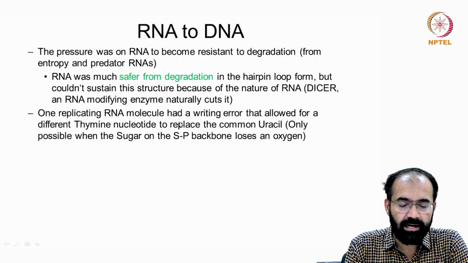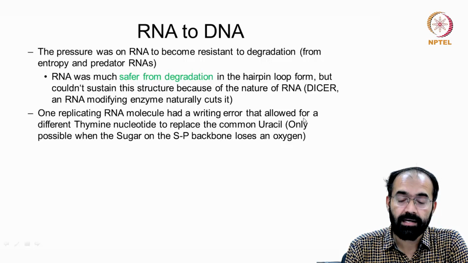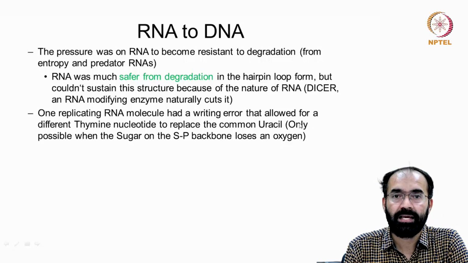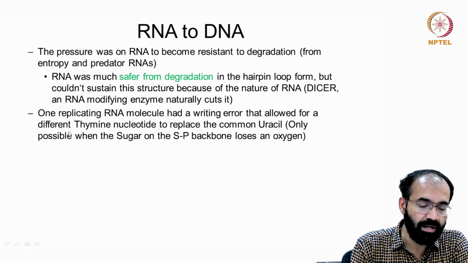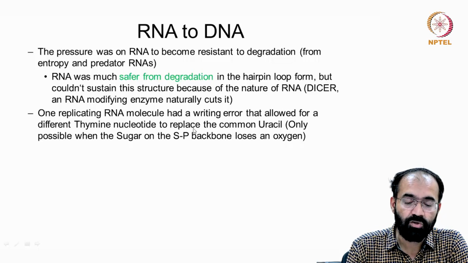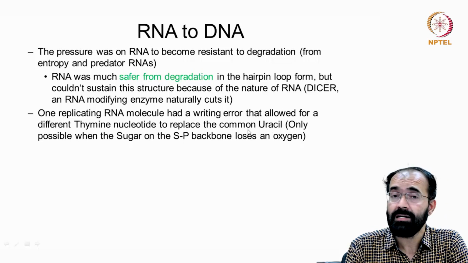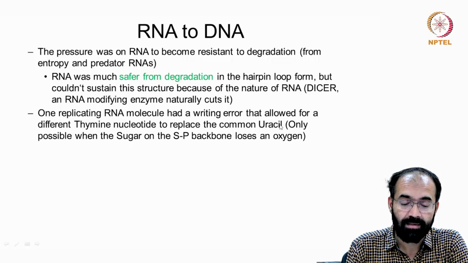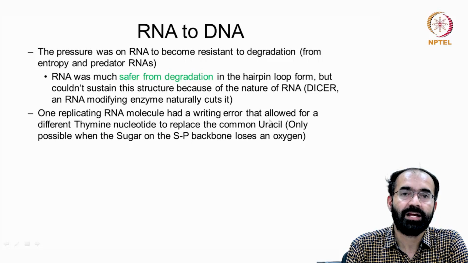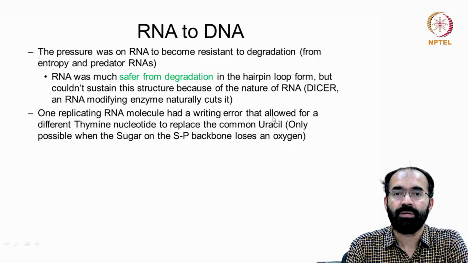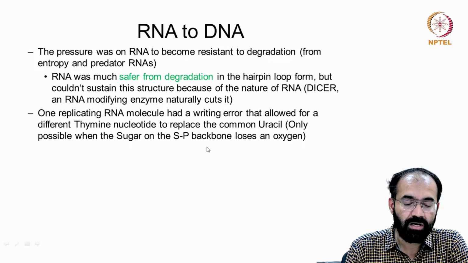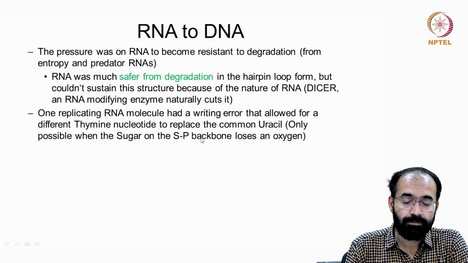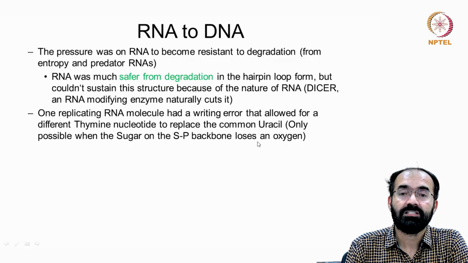So one replicating RNA molecule had a writing error, meaning a copying error while making a copy of itself. That means an error in the complementary strand allowed a different nucleotide, thymine, to replace the common uracil. Remember, RNA always has uracil, but now all of a sudden, in the place of uracil, a mimicking molecule appeared, that is thymine.